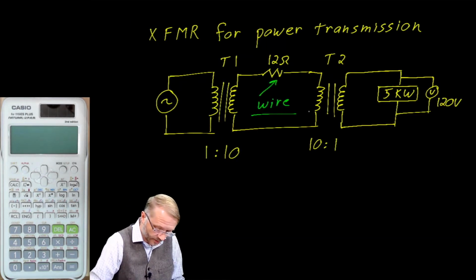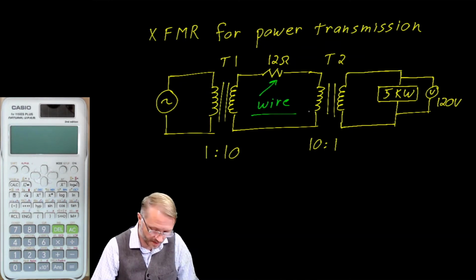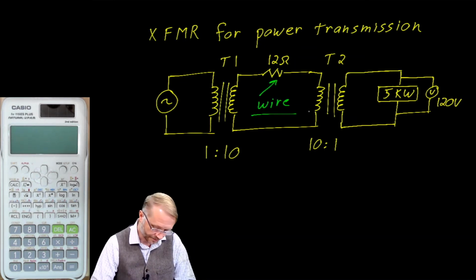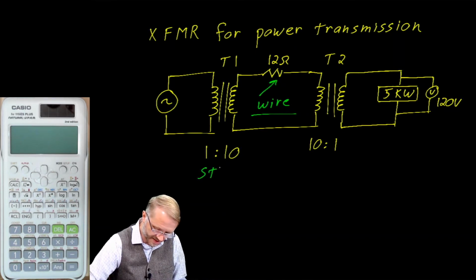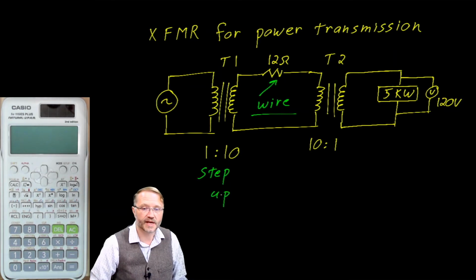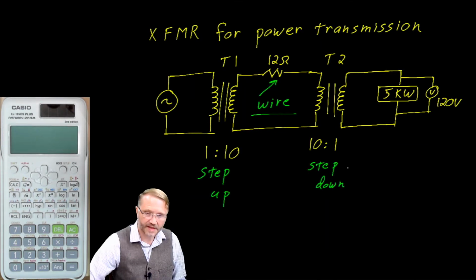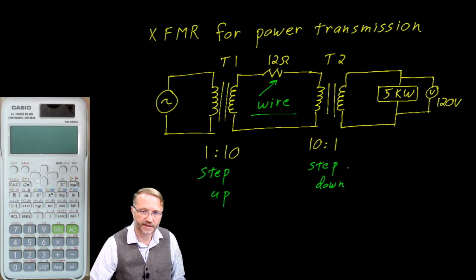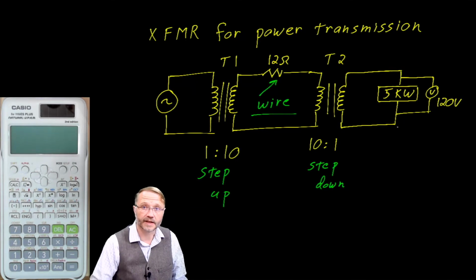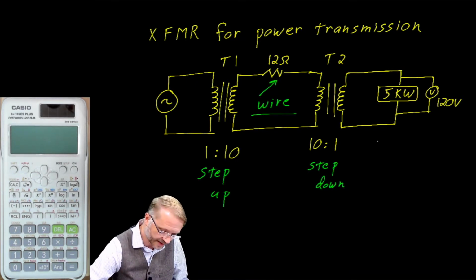So here's that wire we mentioned, and we'll assume that wire has a 12 ohm resistance. And what we've done is we've sandwiched it between two transformers. This transformer is the step-up transformer. It takes the voltage and steps it up by a factor of 10. And this transformer is a step-down transformer because it knocks the voltage down by a factor of 10. Tell you what, let's use our math and see where that gets us.